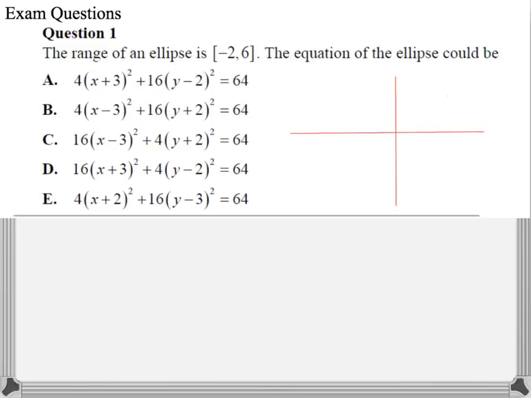We've got a range of an ellipse from -2 to 6. Now the range are the allowed y values, or vertical values. And from that we have to work out what is the equation of the ellipse. So first off, we have to identify on our ellipse what are the possible minimum and maximum values.